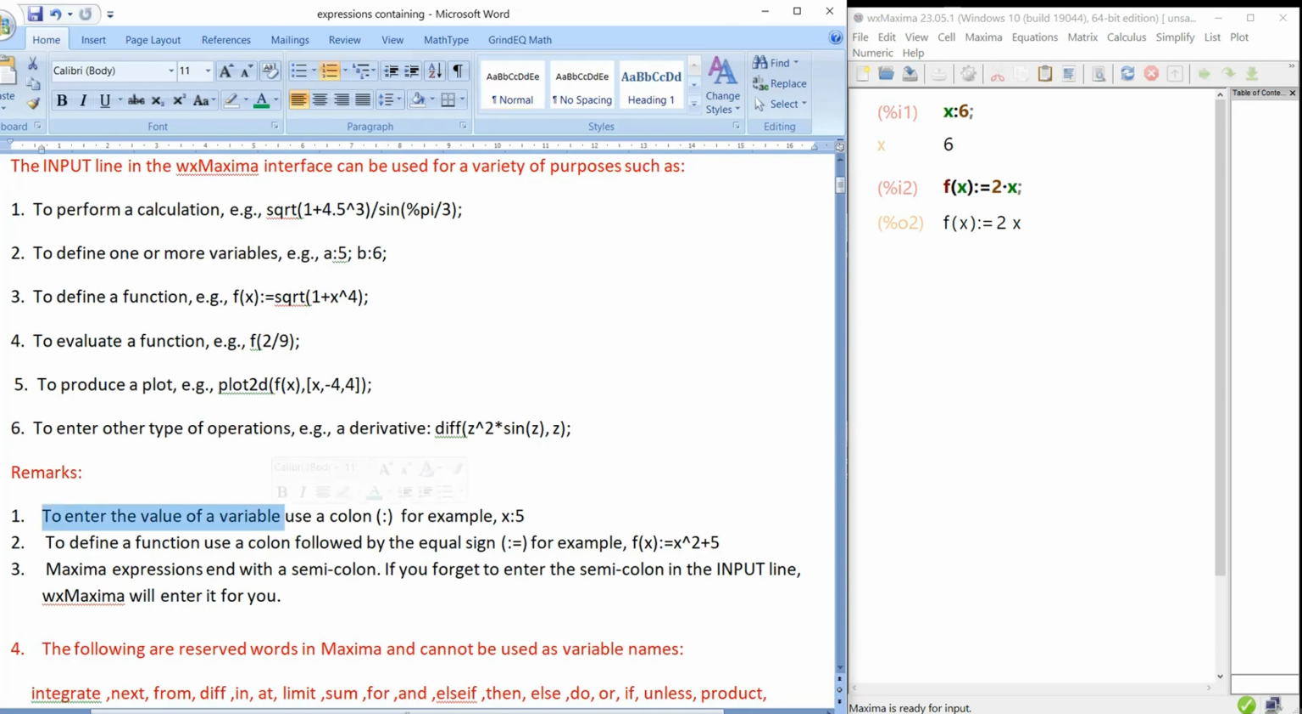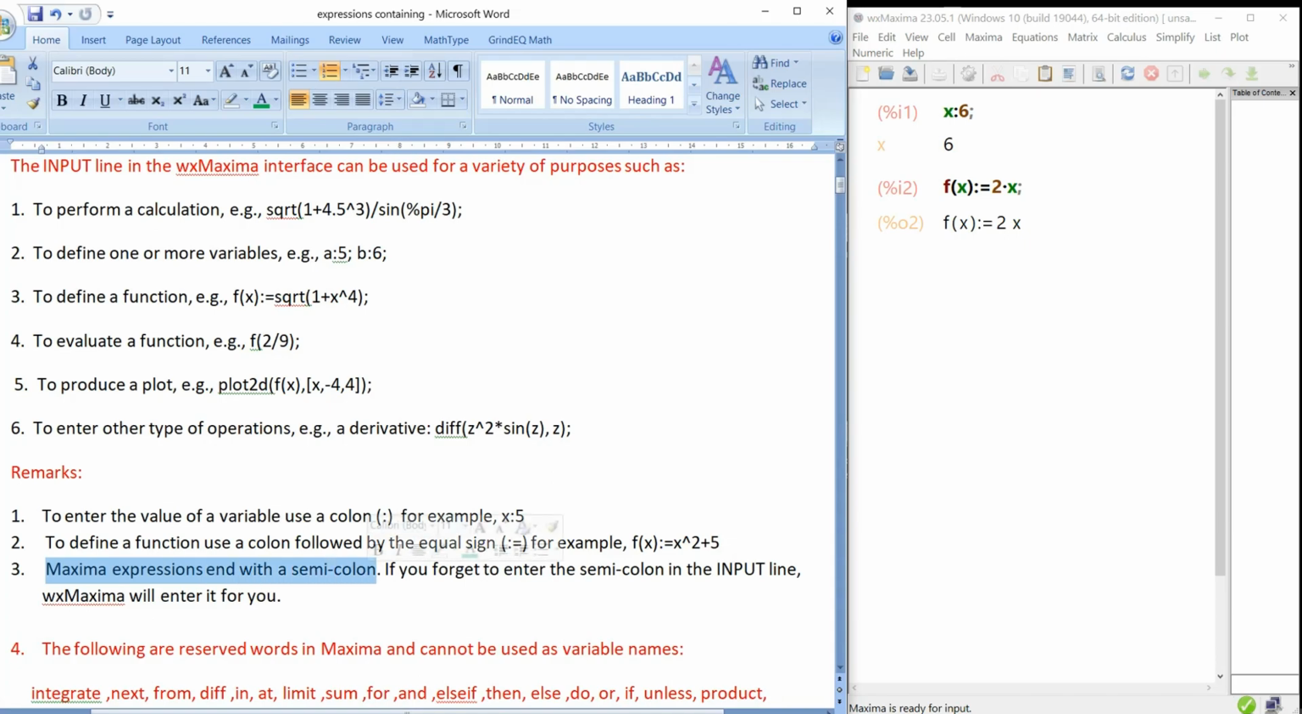Okay, then we have a few remarks. Number one, to enter the value of a variable, always use a colon. For example, x colon 5. You need to remember these points. To define a function, use a colon followed by the equal to sign.